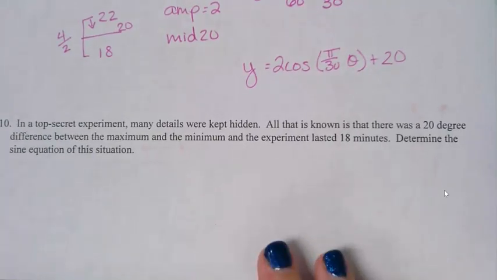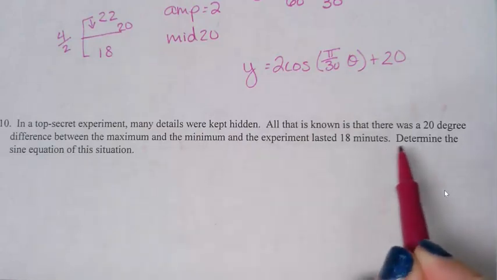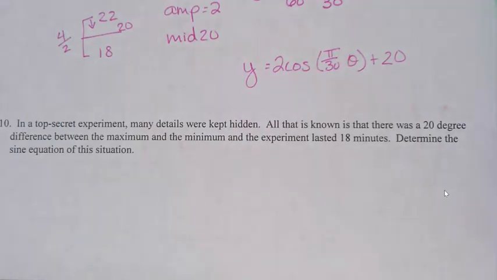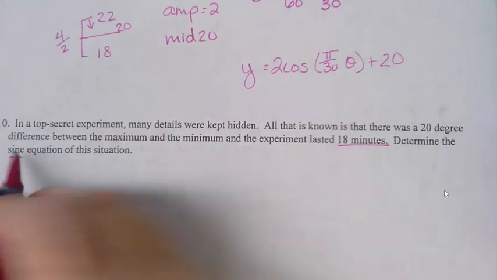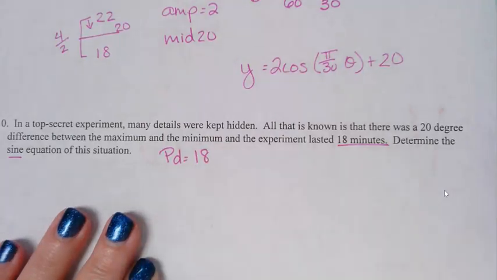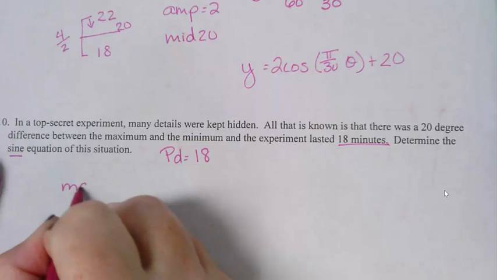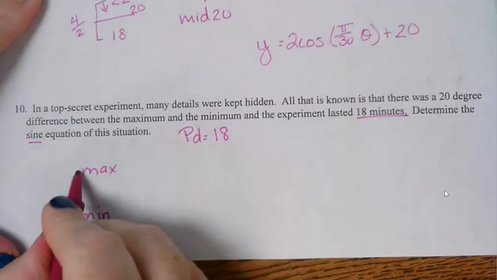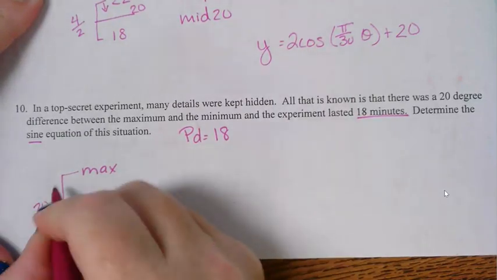In a top secret experiment, many details were kept hidden. All that is known is that there was a 20-degree difference between the max and the min, and the experiment lasted 18 minutes. And it's a sine curve. So we know the period is 18. We know there's a 20-degree difference from my max to my min. Divide that by 2, and we get 10.